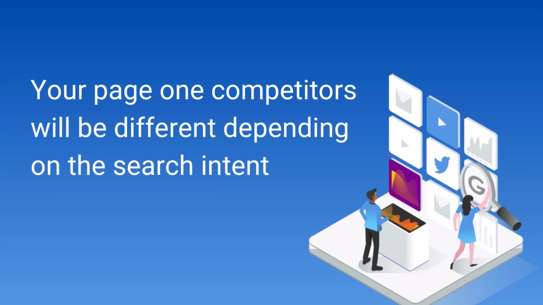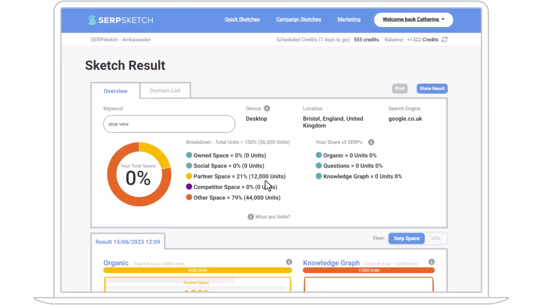To illustrate this, I've created 3 quick sketches, each with differing intent. In each of the examples, I've made the owned domain hollandandbarrett.com. First one, informational intent, with the search term aloe vera.